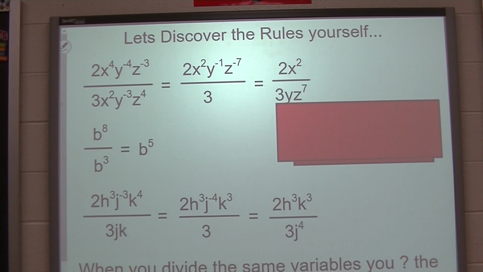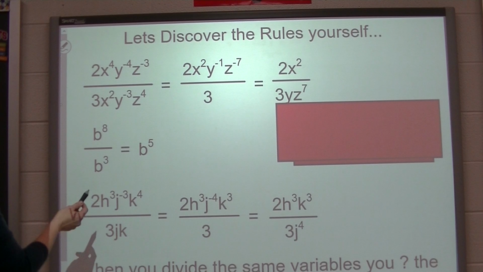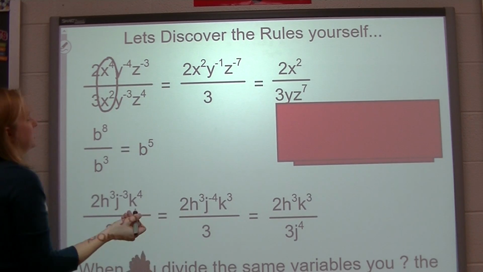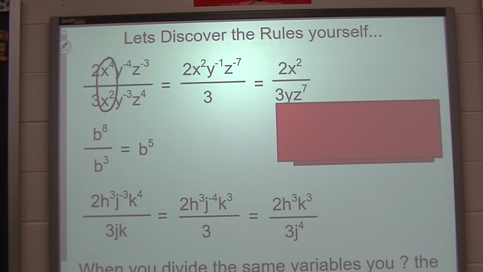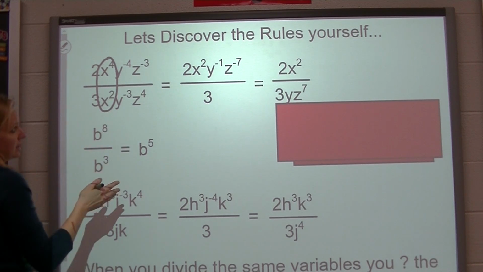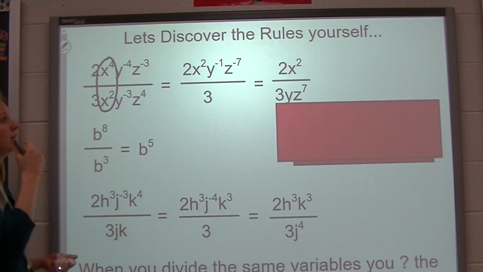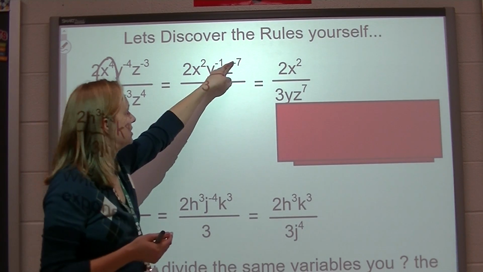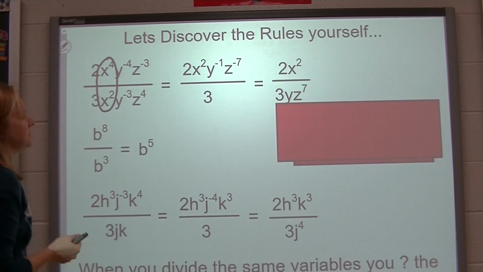So what I did here is I did what the property says, which is subtract. So x to the fourth and x squared, that gave me the x squared. But then I said y to the negative fourth and y to the negative third. Well, if I subtract those, negative 4 minus negative 3 is y to the negative first. Because that's negative, move it to the denominator, make it positive. Same for that, move it to the denominator, make it positive.